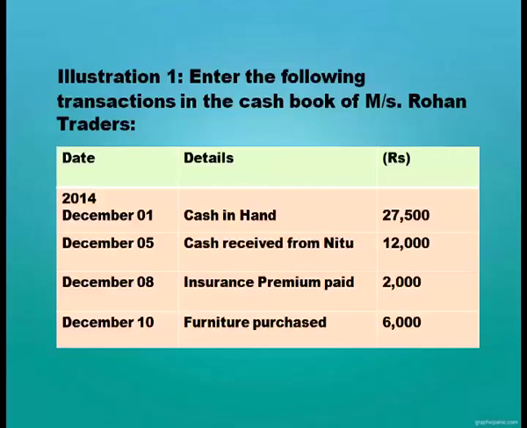Here is a question. Prepare a simple cash book with the cash balance at the beginning of that month, that is cash in hand. The opening cash balance is given in this question. Cash received from Neetu, insurance premium paid and furniture purchased. How will you record these in the cash book? The opening balance will be recorded on the debit side. Cash received from Neetu: the entry is cash account debit to Neetu. Insurance premium account debit to cash. Furniture account debit to cash. See how it comes in the cash book.